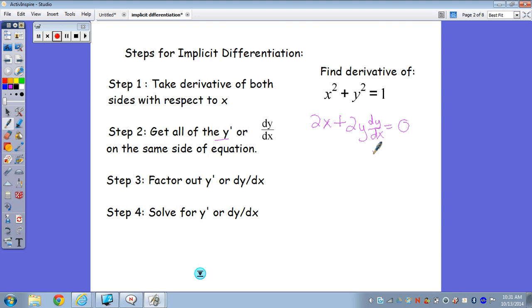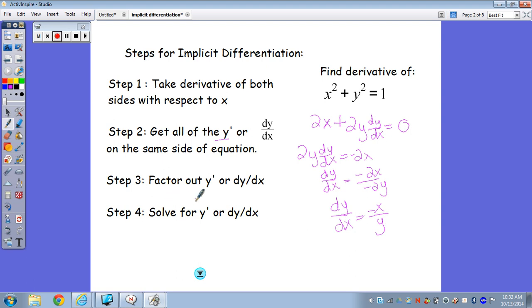So now I'm going to solve for dy dx. In this case, it's not too hard. I'm going to subtract the 2x to get it on the other side, and then I'm going to divide by the 2y. And then I'm going to simplify it. It depends on the problem. If it's free response, again, you don't have to simplify it. So it's negative x over y.